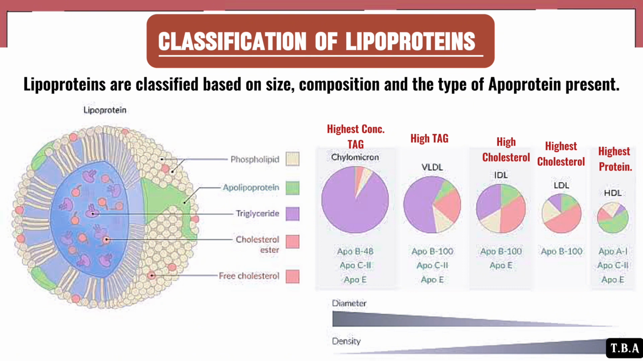Now, if we look at each of them, from chylomicrons to HDL, the size decreases, which is the diameter decreases, but the density increases, and the percentage of protein also increases. And that is why we see that the HDL has the highest concentration of protein.